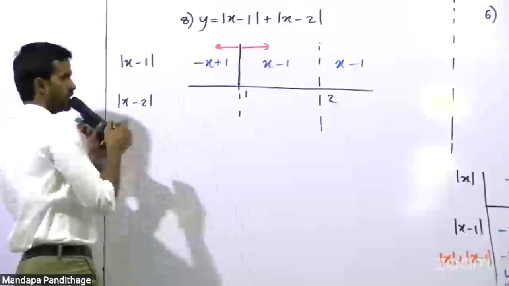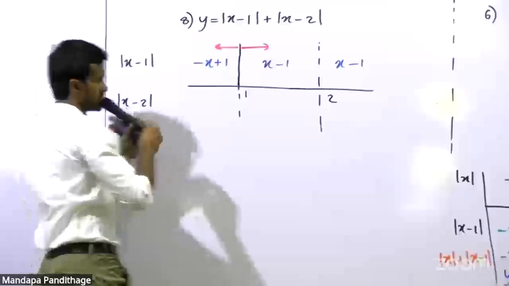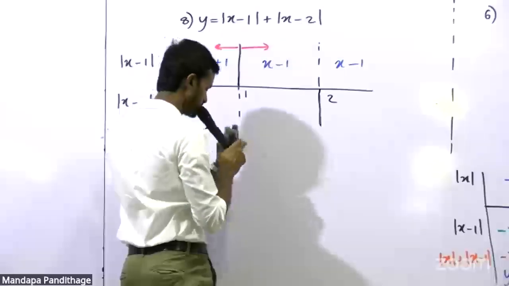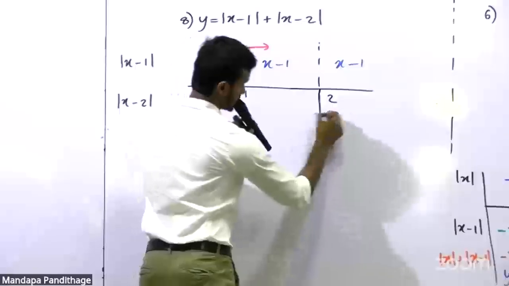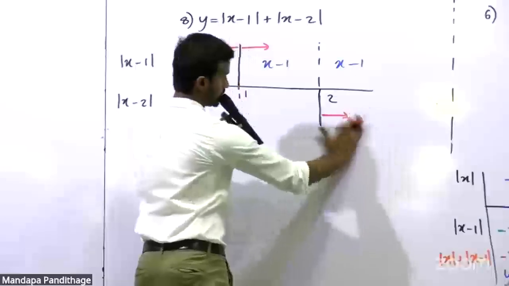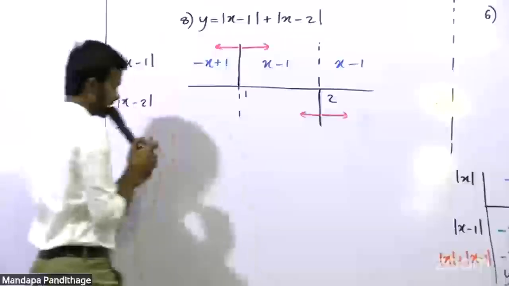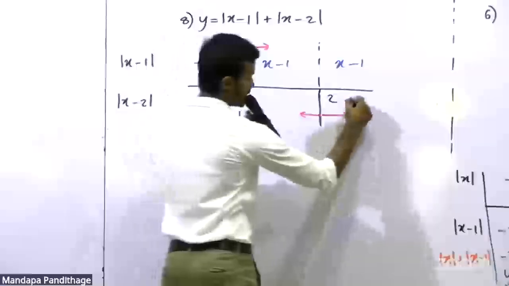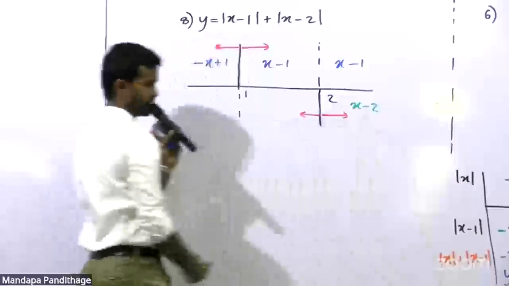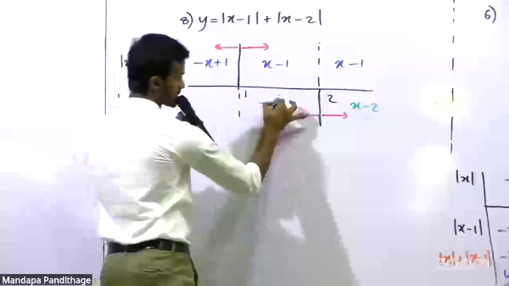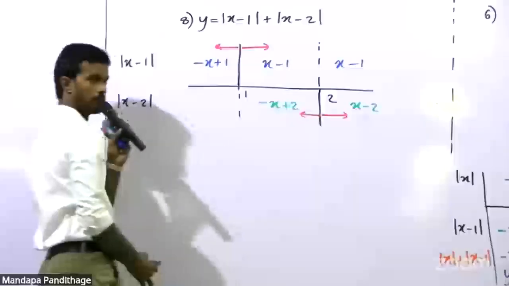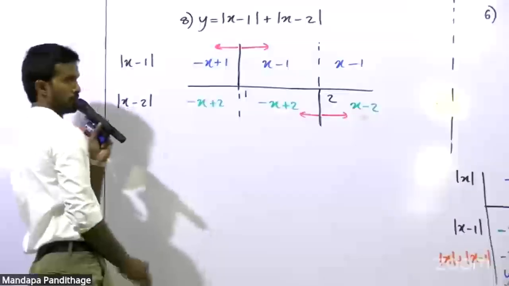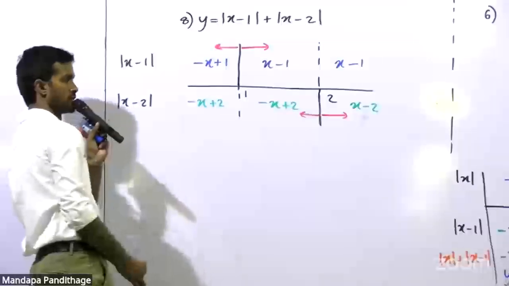Meanwhile, this one changes when x is greater than 2 and less than 2. So when x is greater than 2, we get x minus 2. But when it is less than this, we get the minus of it, minus x plus 2.